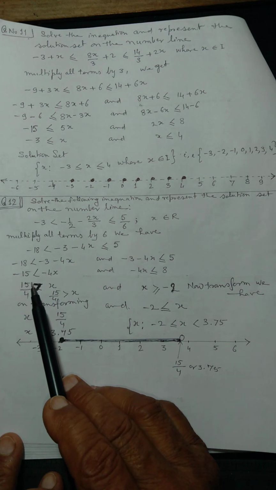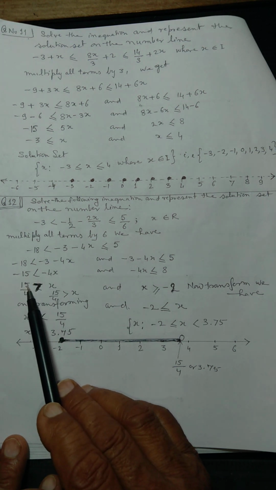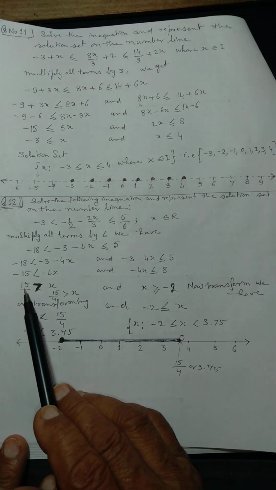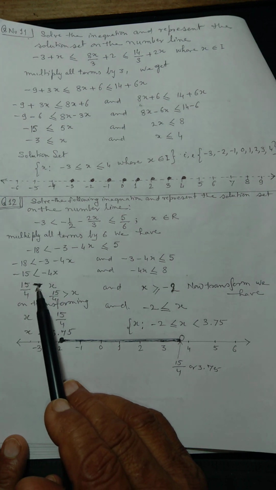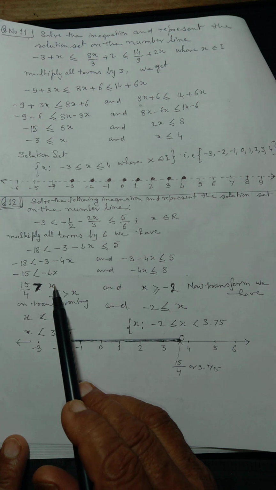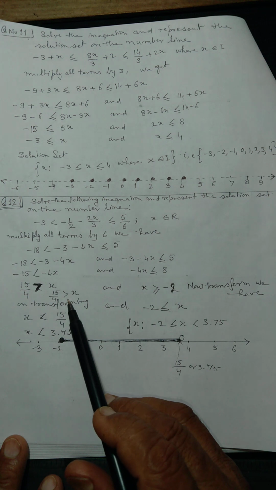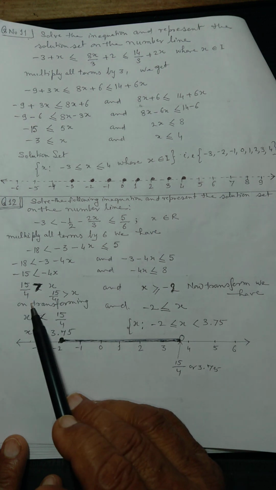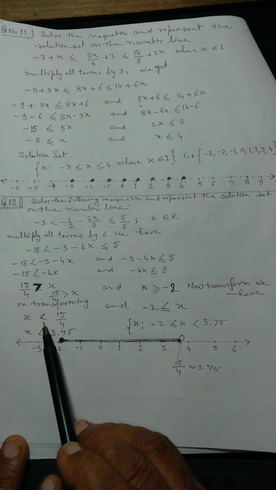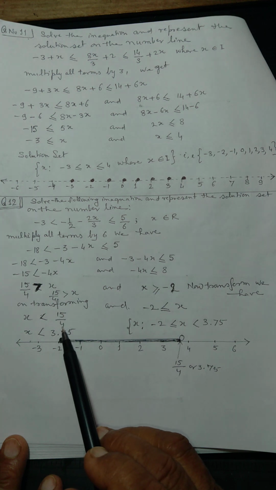Now this complete inequation will be divided by minus 4. So on dividing both sides by minus 4, you will get 15 by 4 greater than x. You can say 15 by 4 is greater than x. On transforming, we will get x less than 15 by 4.